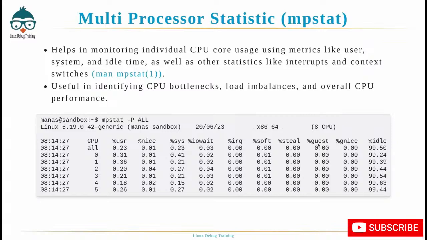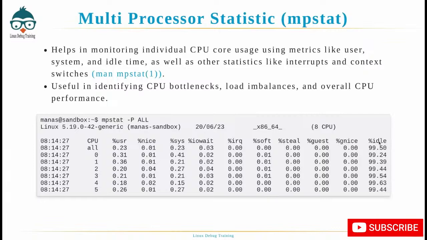Guest is the column which represents the percentage of CPU time spent on a virtual machine in guest mode, often referred to as VM time. It represents the CPU time used by the virtualized guest operating system. A high guest value indicates how much time is consumed by a virtualized environment, which can be helpful for monitoring the performance of the virtual machine. Gnice, or guest nice, represents the percentage of CPU time spent running a virtual machine with a positive niceness value.